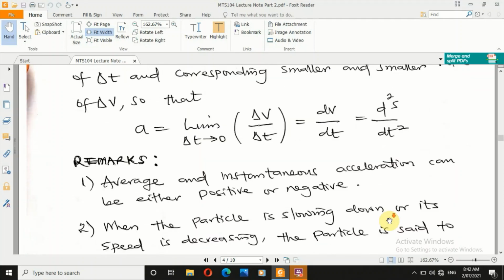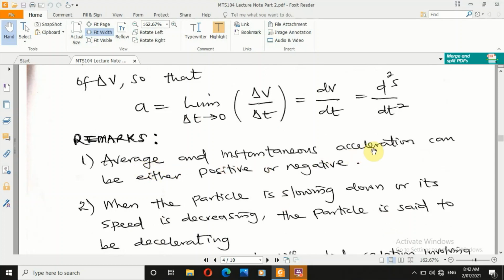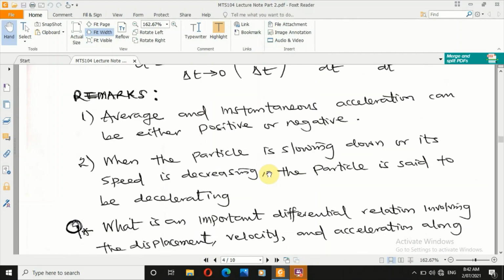So remarks: average and instantaneous acceleration can be either positive or negative. Why? Because the position here can be negative, it can be positive as well. So if x can be negative and positive, definitely the second derivative can also be positive or negative. When the particle is slowing down or its speed is decreasing, then the particle is said to be decelerating.